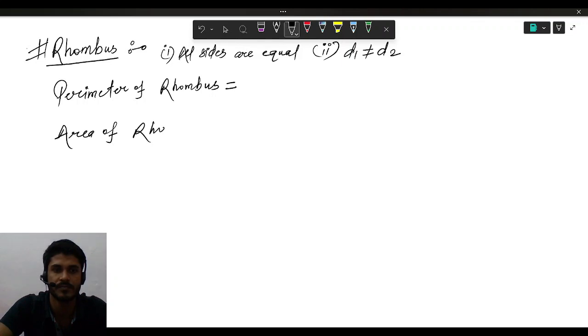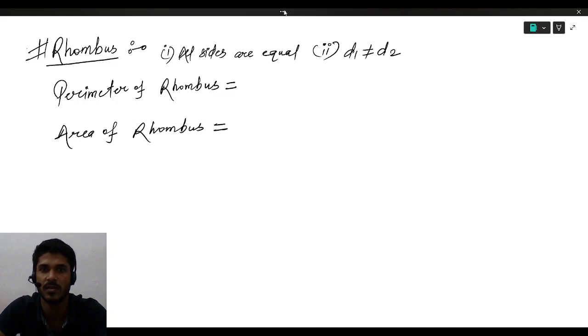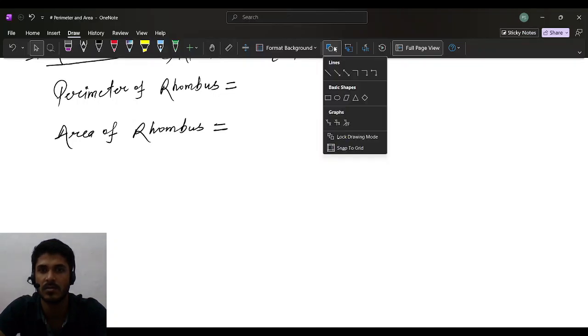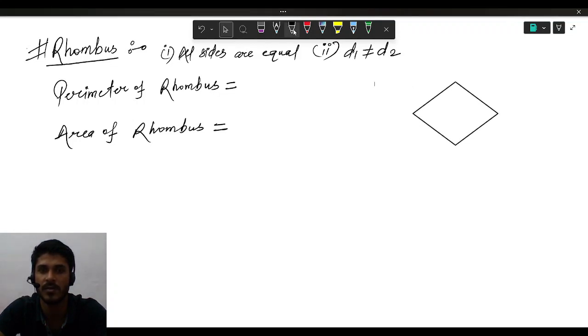So firstly we will cover perimeter and then we'll cover area. So let me first of all draw a rhombus over here. So this is a rhombus, okay, fine.